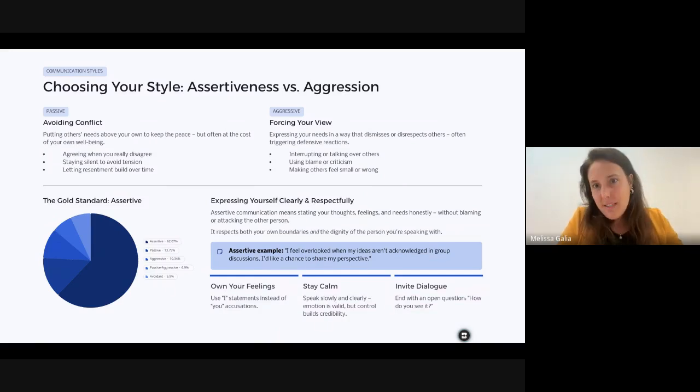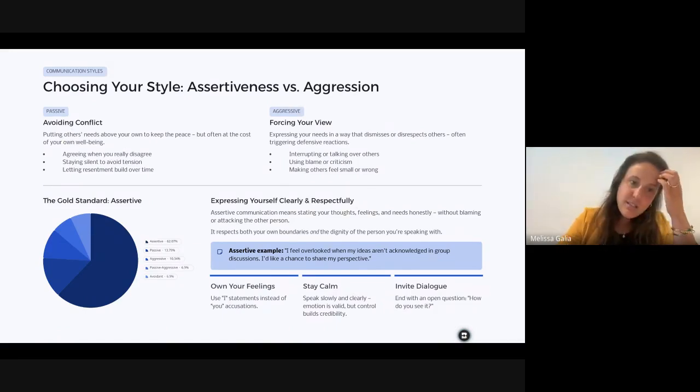Then there is the aggressive modality, which is like attack modality, okay? When you interrupt people all the time, when you criticize people all the time, when you make others feel small or wrong or whatever it is. Then there is assertive communication, which is there in the middle.